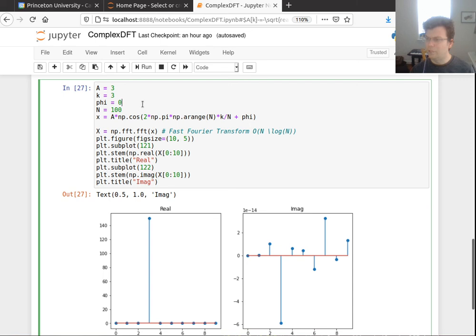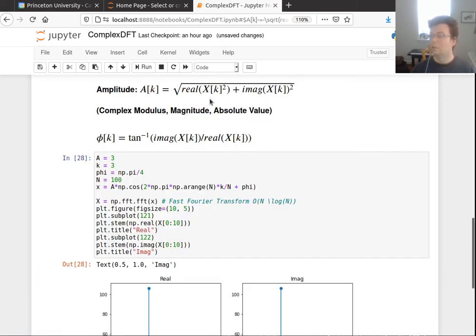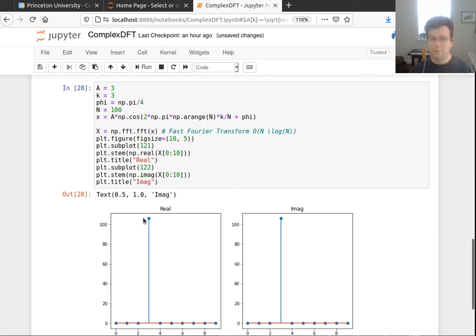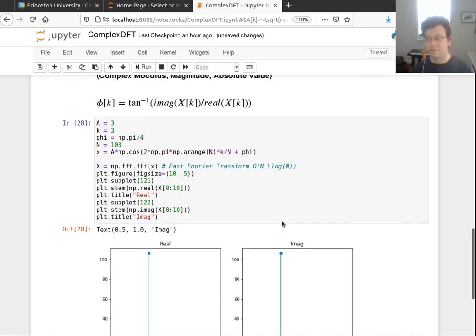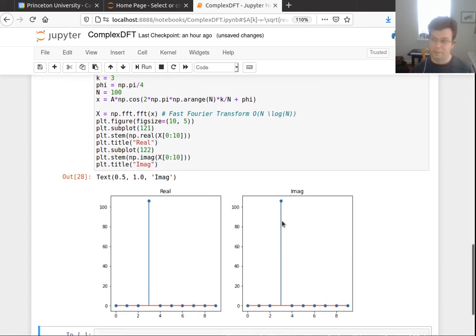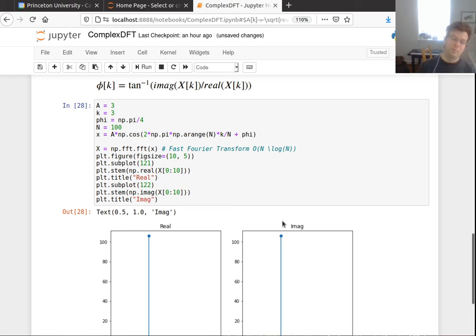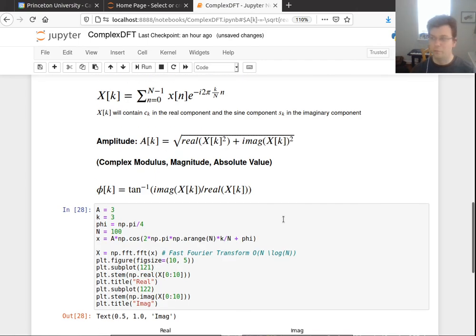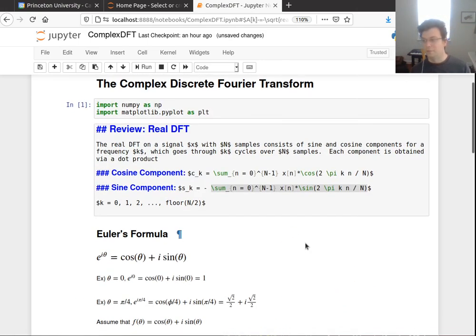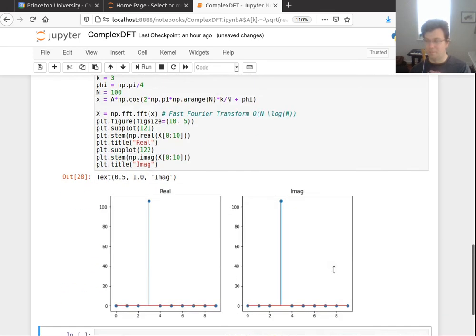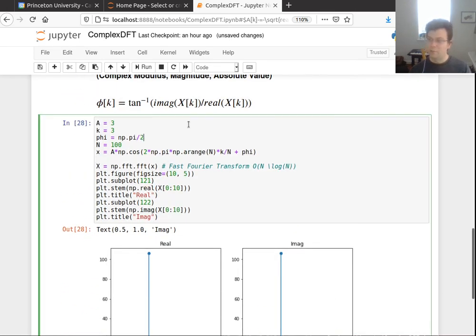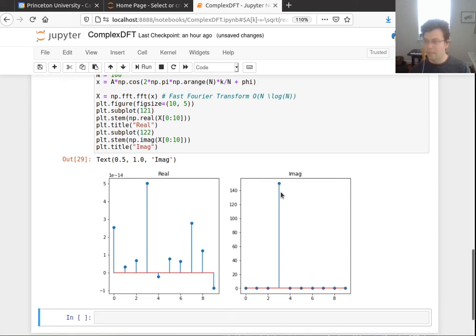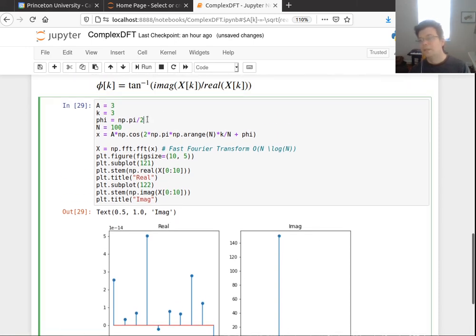Okay, now what happens if we change the phase? So what if I make the phase pi over 4? Well, now we actually split the real and the imaginary right down the middle. That's interesting. That's because the cosine of pi over 4 and the sine of pi over 4 are both root 2 over 2, right? So that was why I gave that example there. If I make this pi over 2, then everything's going to go into the imaginary. So that's sort of what you see.